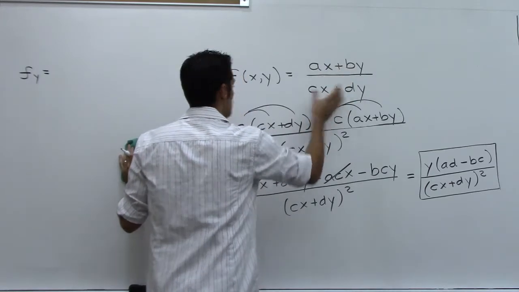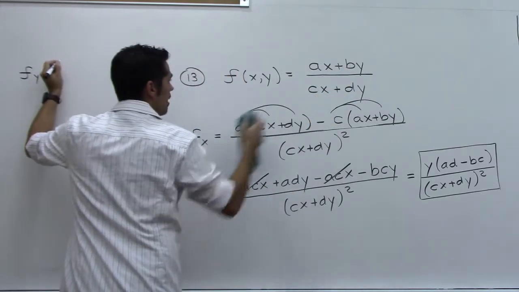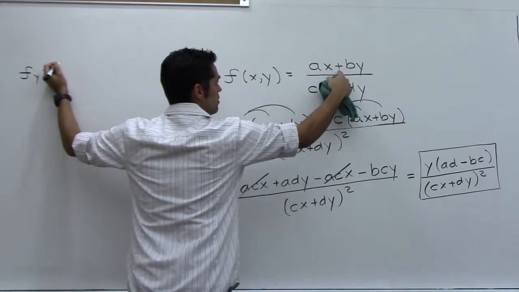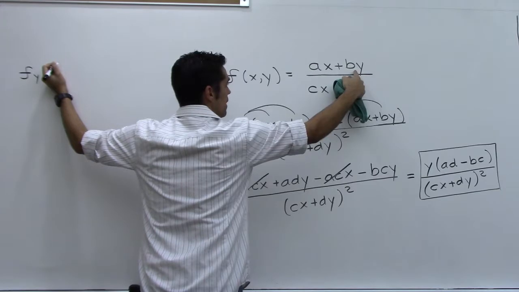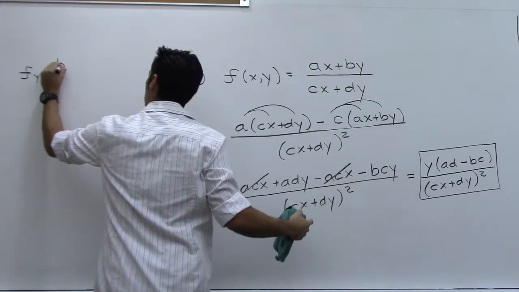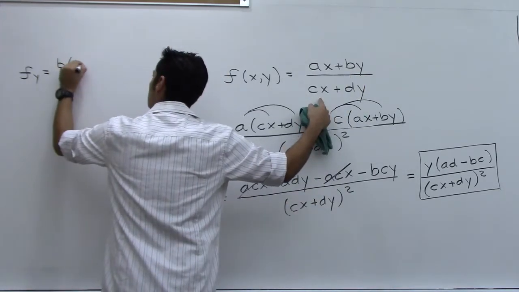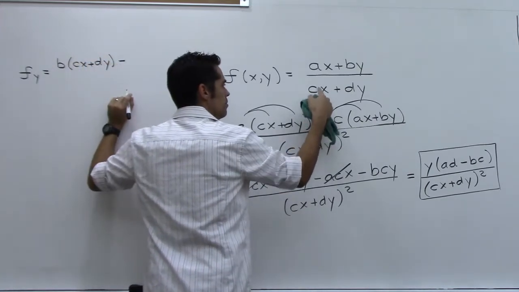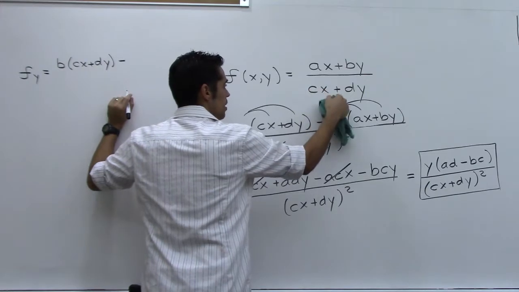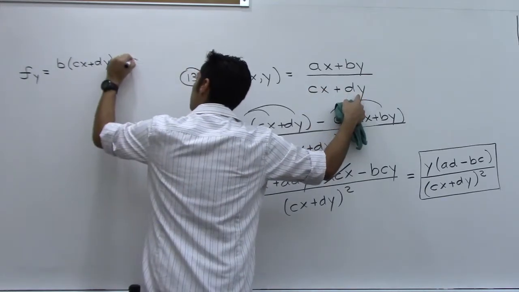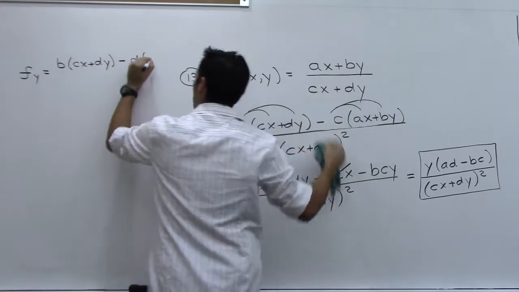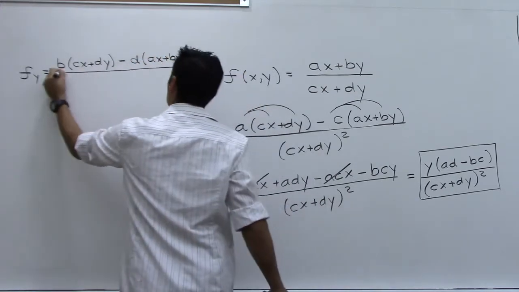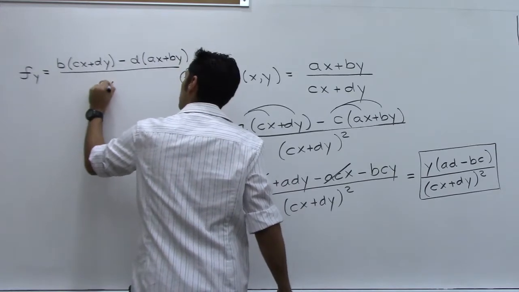I still have to do the quotient rule. So the derivative of the top is going to be 0 here, because that's all a constant, plus derivative of b times y with respect to y is just b. So b, and now times the bottom, cx plus dy, minus derivative of the bottom, remember this is a constant, so 0 plus derivative of dy is d, and then times the top, ax plus by, all of this over the bottom squared, cx plus dy squared.